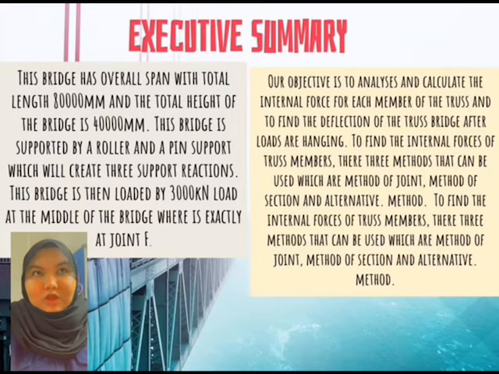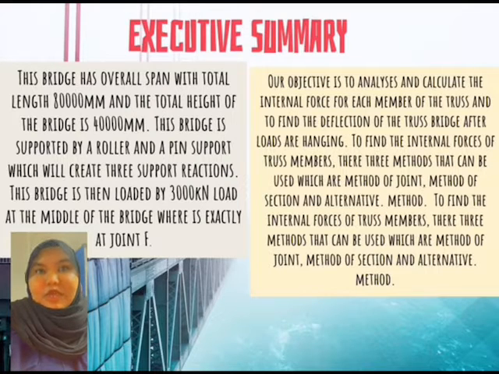This is my part, the executive summary. This bridge has an overall span with a total length of 8,000 mm and a total height of 4,000 mm. This bridge is supported by a roller and a pin support which will create 3 support reactions. This bridge is then loaded by a 3,000 kN load at the middle of the bridge, exactly at joint F.